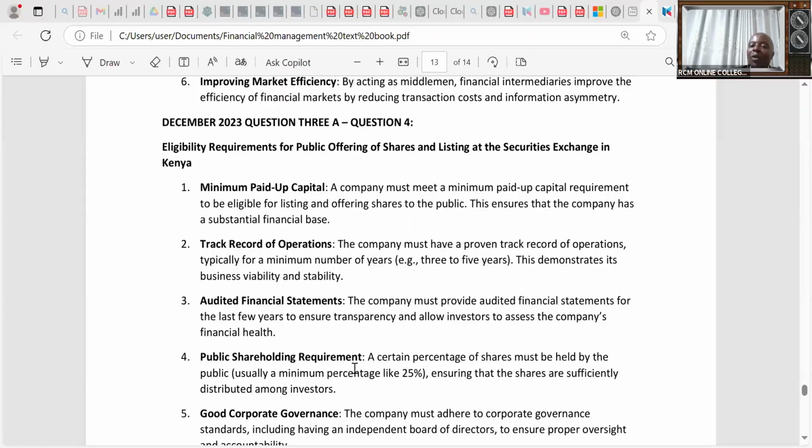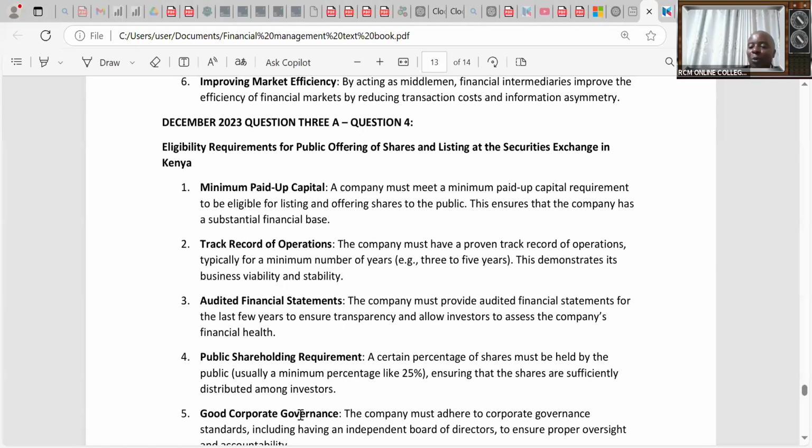Public shareholding. You cannot tell us that you want to go public and yet you want to hold all the shares yourselves. You must bring the public. You must bring other people. You must be willing to offer shares out there. So public shareholding requirement: a certain percentage of shares must be held by the public, usually a minimum percentage like 25%, ensuring that the shares are sufficiently distributed among investors. We shall not have one investor having like 50% of the shares, no.